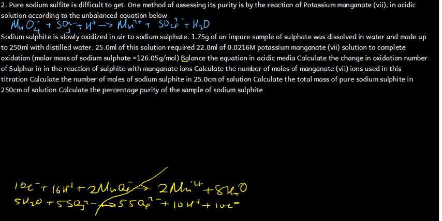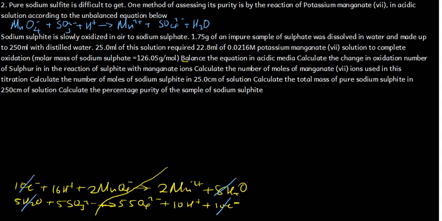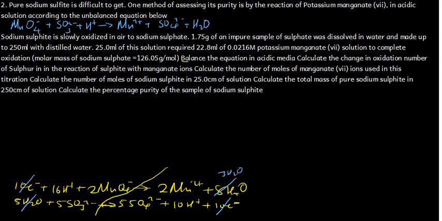So what is appearing on the reactants and products, we're going to cancel out. Electrons, 10 electrons are appearing there. 5 water molecules there, 8 water molecules, so only 3 water molecules are going to remain. And then we have 10 hydrogen ions, so 6 hydrogen ions are going to remain here.